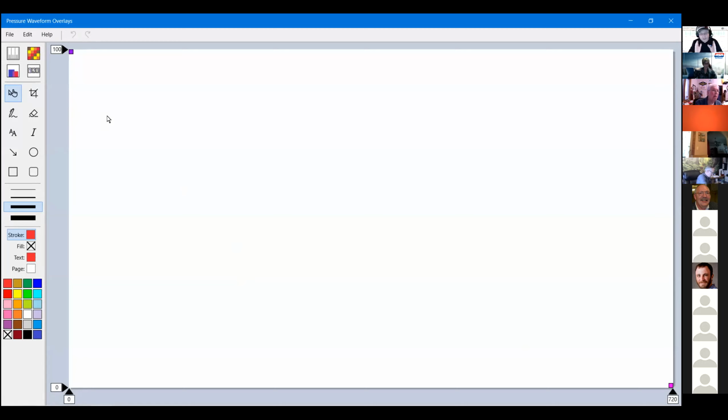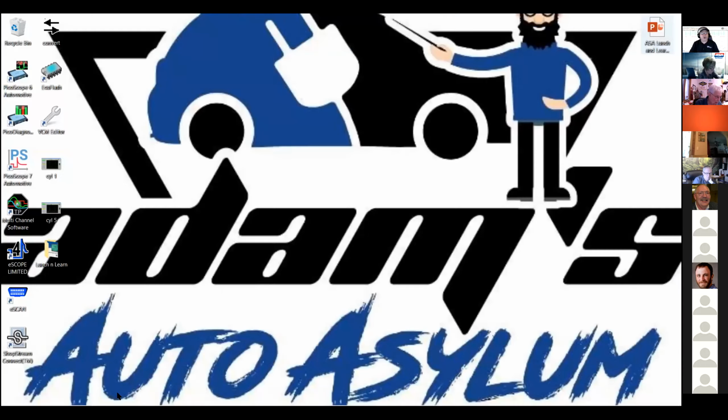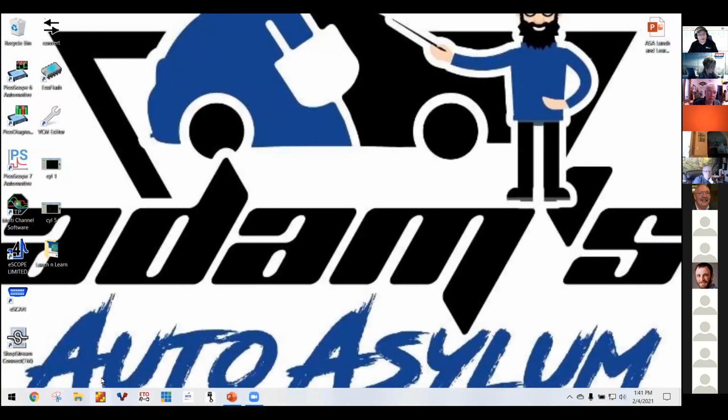There is still available a free program called Pressure Waveform Overlays. This is what you might want to write down. Pressure Waveform Overlays can be found in the Microsoft App Store and will be only usable, at least from what I've seen, on Windows 10. But you could go right now to the Windows App Store and download Pressure Waveform Overlays. When you download that, you will get an icon that looks like the one I'm pointing to on the bottom of the screen here. That is my Pressure Waveform Overlays.